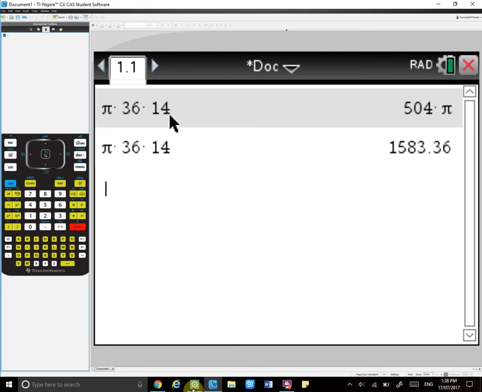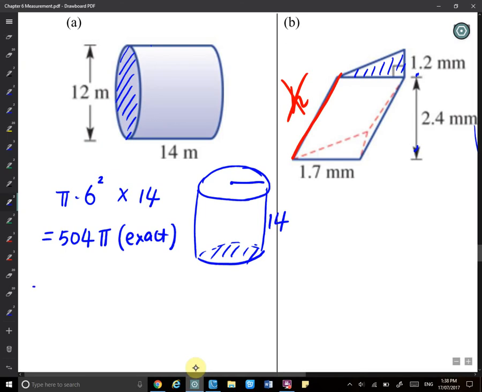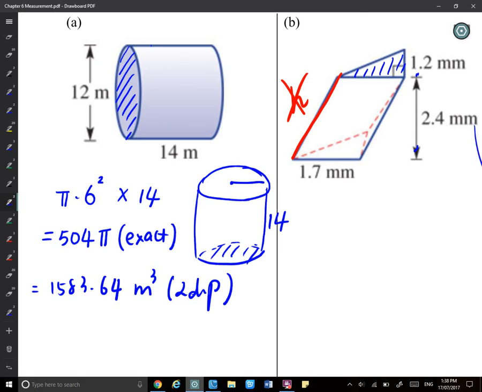So what you will write is 1583.64 meter cube. That's 2 dp. It depends on what the question is asking. If the question asks exact, 504 pi, exact. If asking 2 decimals, the bottom one, 2 decimals. But do not use 3.14. Sometimes it can make a really big difference, using pi versus 3.14.